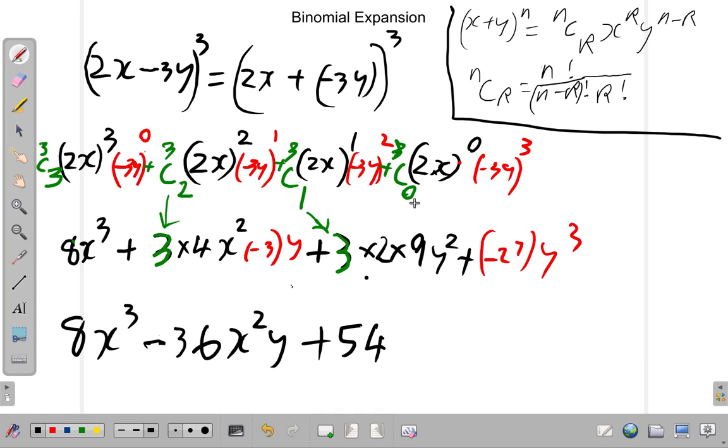Then what happened to the x here? I didn't write the x. I left out the x, you know. You have 2 and then x. So let me just put the x here. So it's going to be x y squared. Then minus 27y cubed. So that's what you have there.